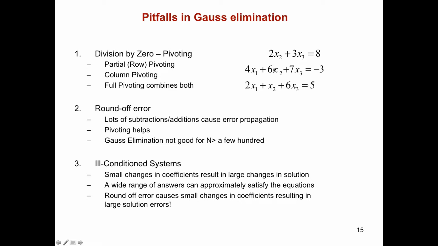Sometimes you might want to switch columns, but the moment you switch columns, you have to be aware that you're switching what is X2. Let's say I'm switching columns 2 and 3, then what was X2 becomes X3, and what was X3 becomes X2. That might or might not be important in my application, but I'm actually renaming my variables if I start switching columns.